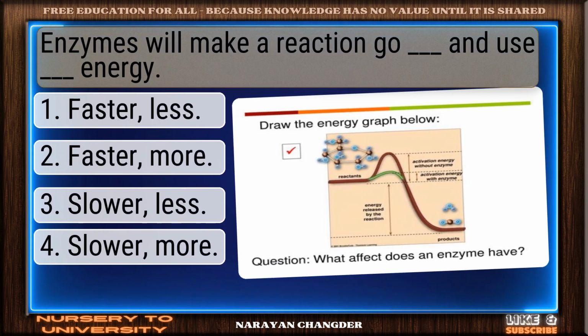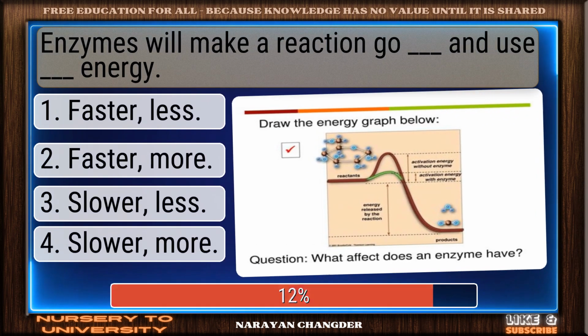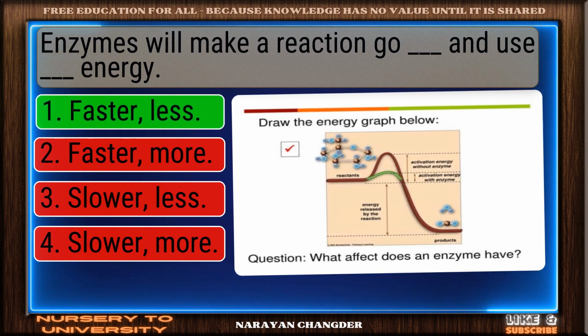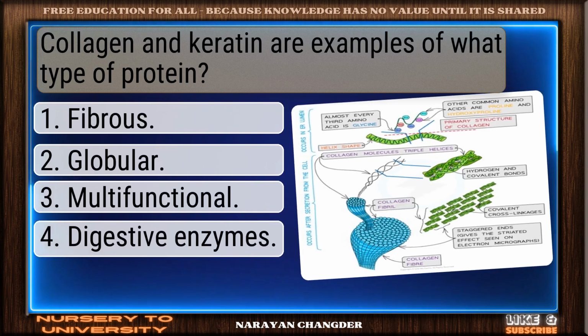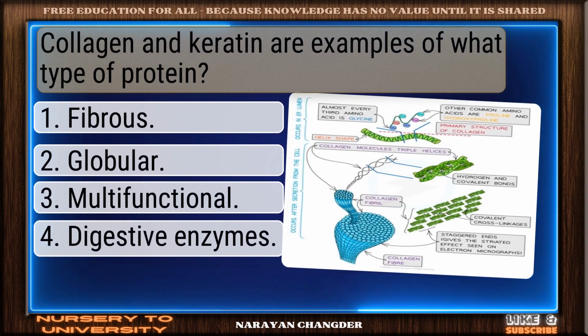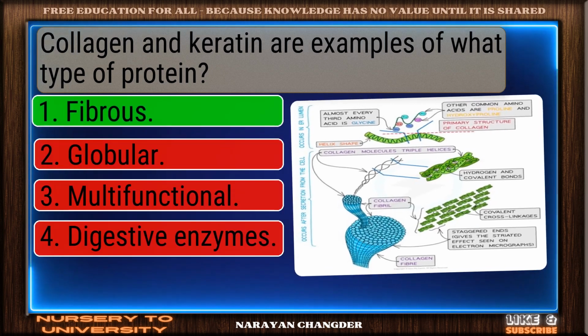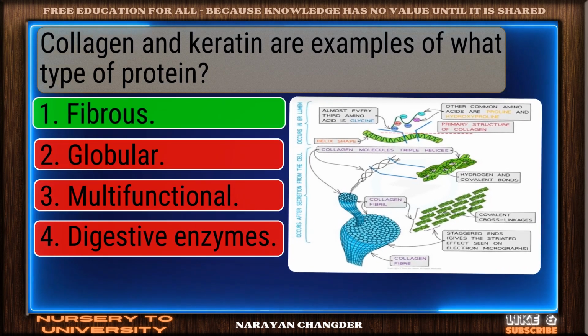Enzymes will make a reaction go dash and use dash energy. Strong choice. Faster. Less is right. Collagen and keratin are examples of what type of protein? Smart pick. Fibrous is correct.